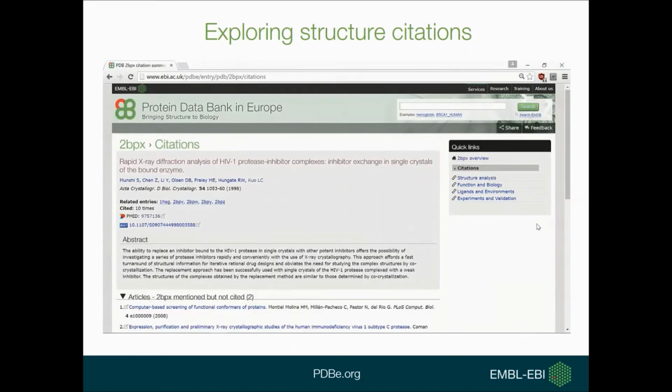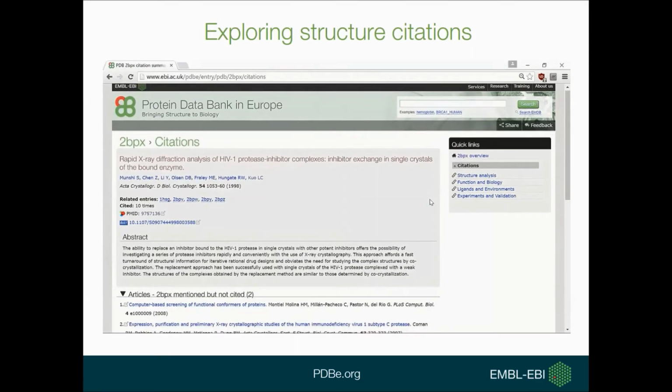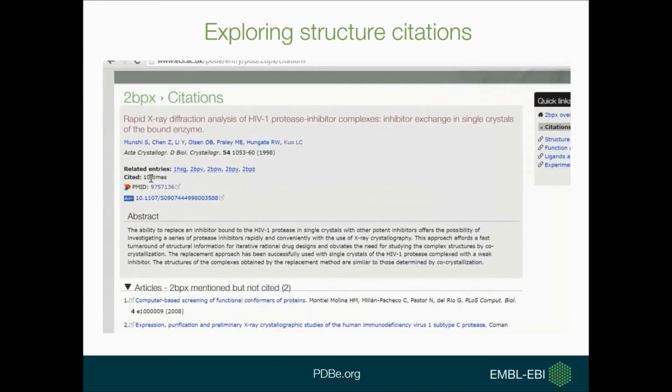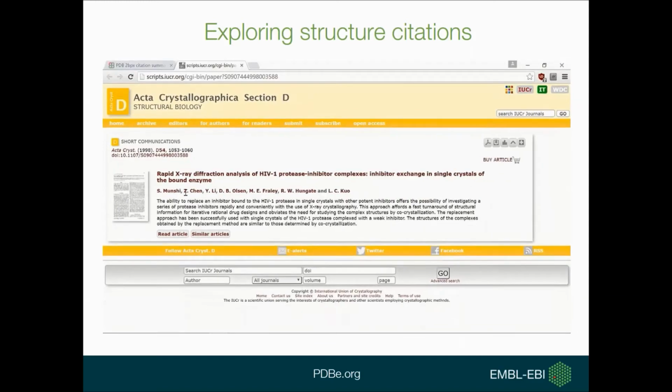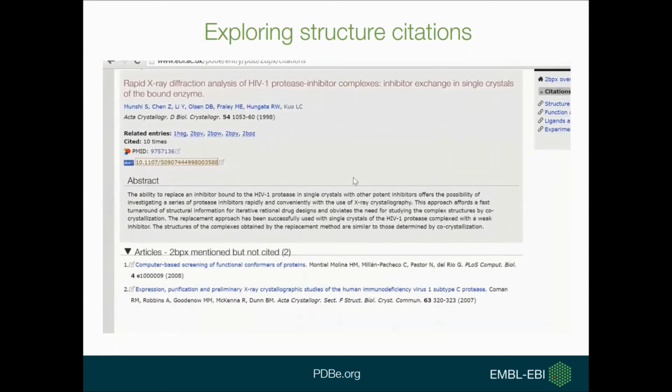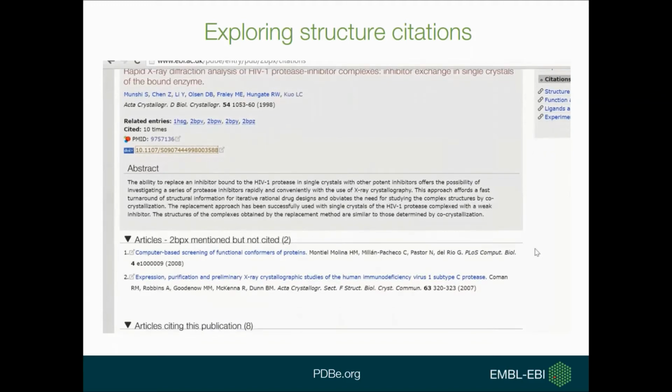This gives you even more information about the publication itself. You also get to see how many times the entry has been cited, and any entries related to this one, if you're looking for similar entries. There's a DOI link here, which links straight out to the paper, so that you can view the full paper if you want to. We, however, also give you an abstract here, so that you can get an idea of what is in the paper without having to find the paper itself.